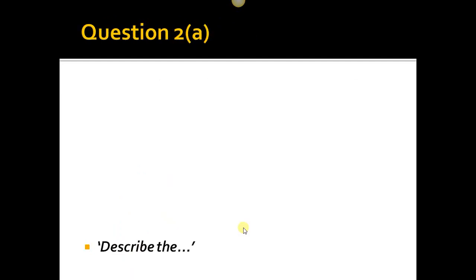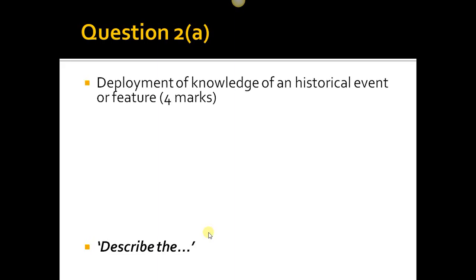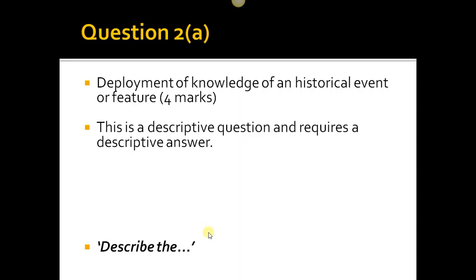Okay, so question 2A. As you get the format, if you've seen the first video, this question will begin with describe. Describe the, and then it'll fill in something about the period of 1949 to 1976 of Mao's China. So it's a deployment of knowledge of a historical event or a feature that we are asking you to describe. This is a descriptive question and requires a descriptive answer.